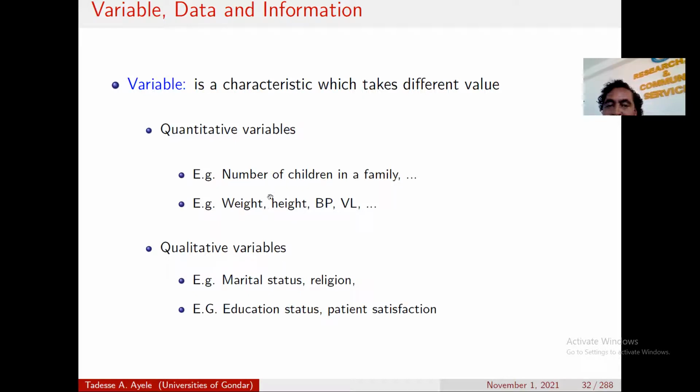The first one is discrete, the second one is continuous.